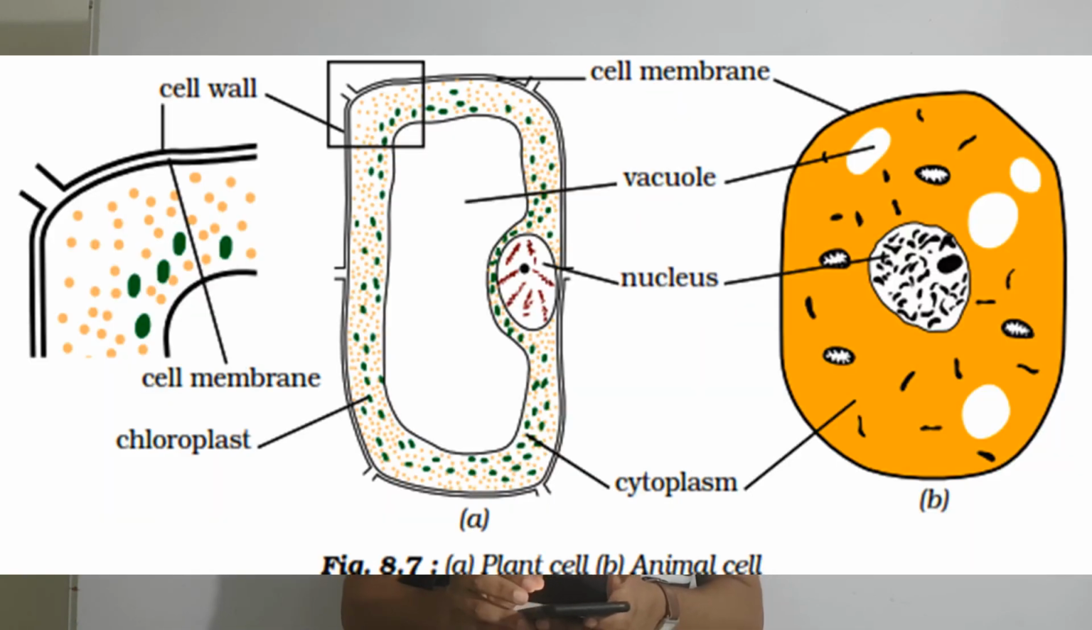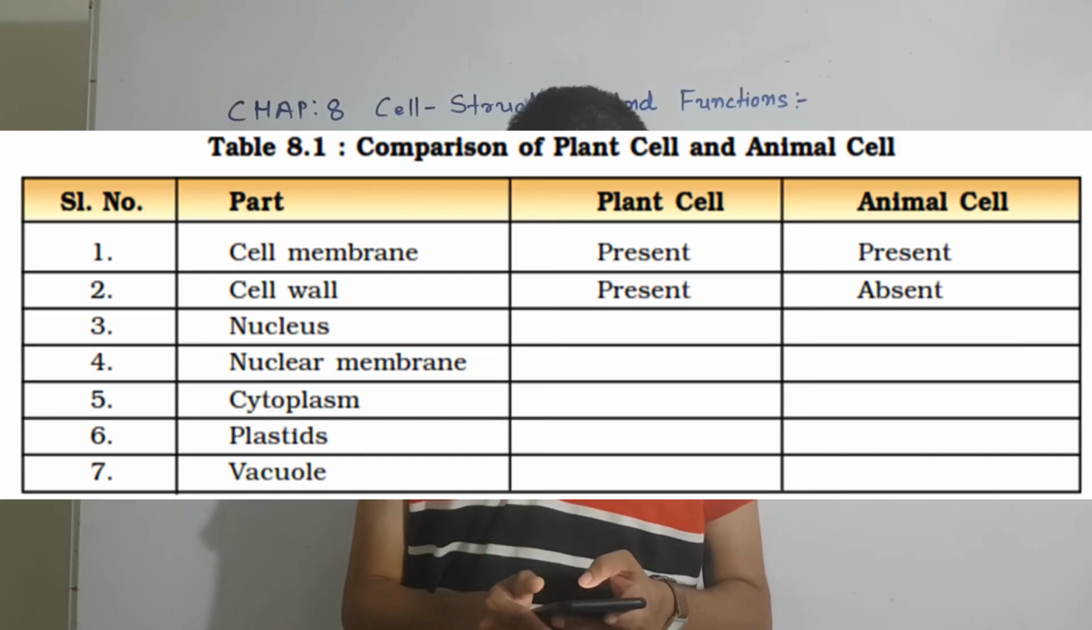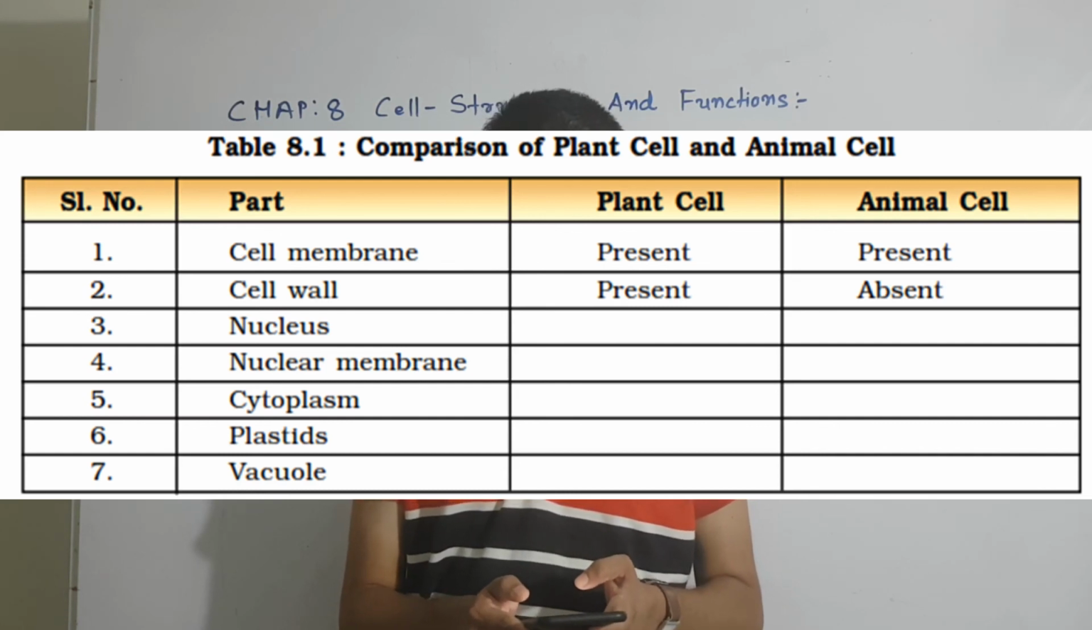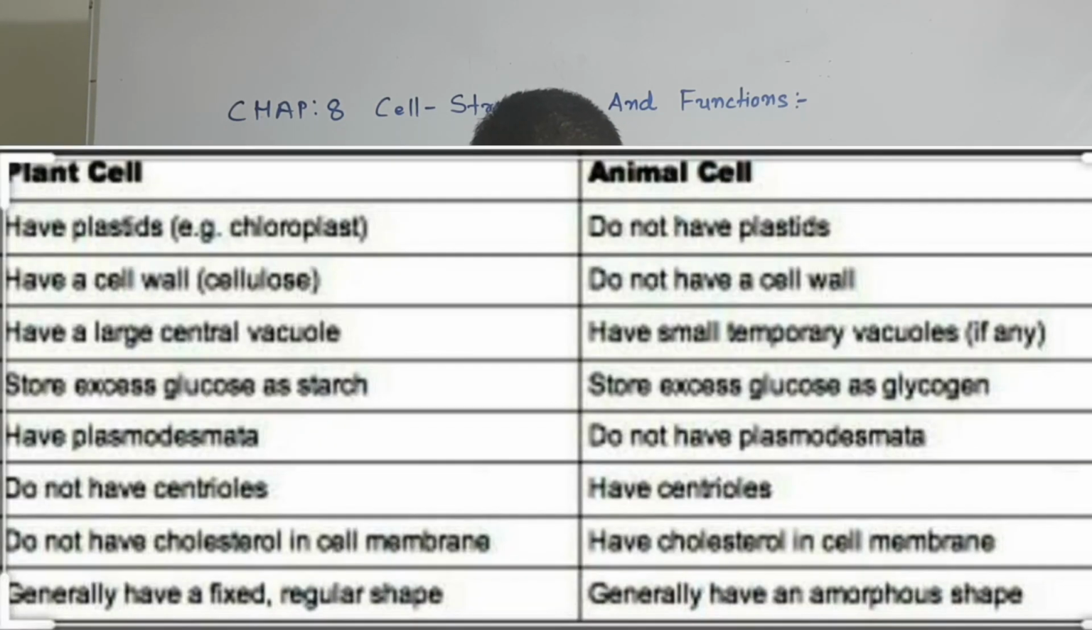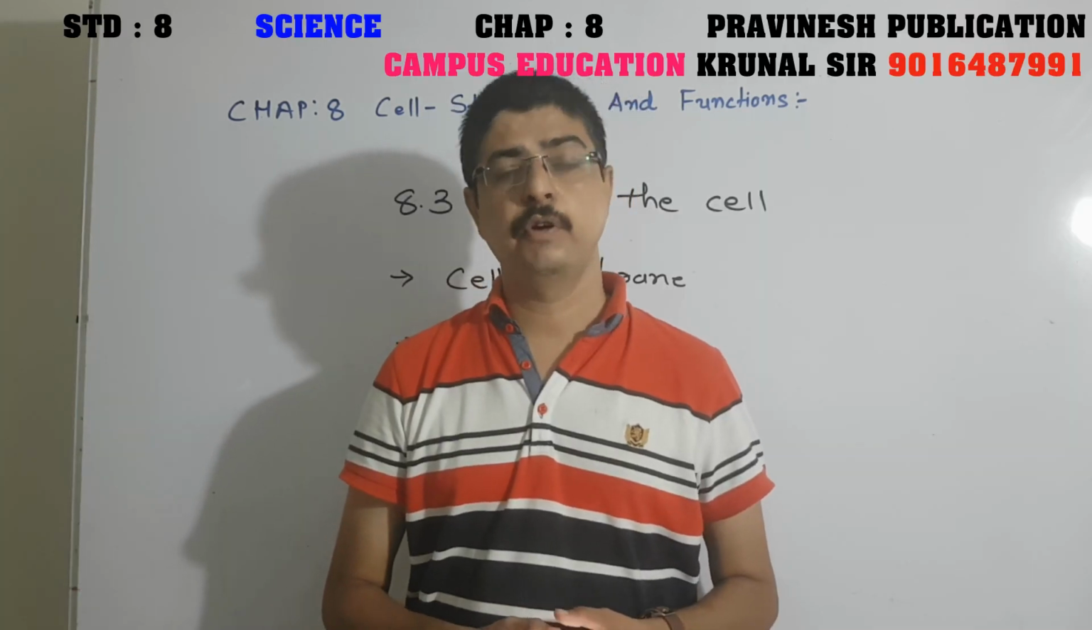Friends, on your screen you can see the diagram of a plant cell and animal cell. You need to complete this table 8.1, that is the comparison of plant cell and animal cell. On your screen, this is the difference between plant cell and animal cell. Friends, you need to complete table 8.1. This difference is only for your help and you can learn from this.